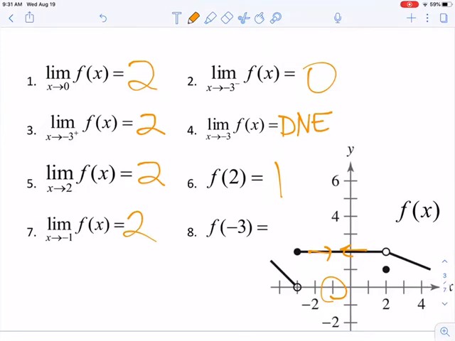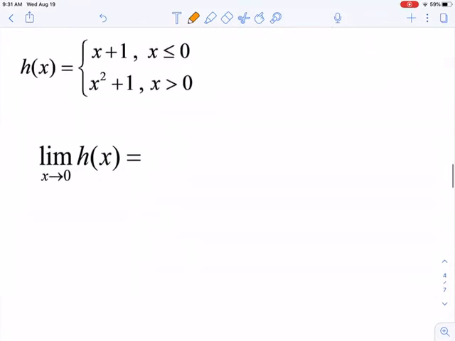Here's -1. So as we approach from both sides, it looks like we're at the y value of 2. And then the function value at -3. Okay, we're looking for our closed circle. Here's -3. Our closed circle is here at 2. Okay, we'll do a little bit more practice with that tomorrow.